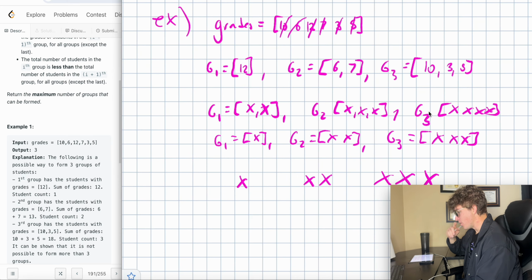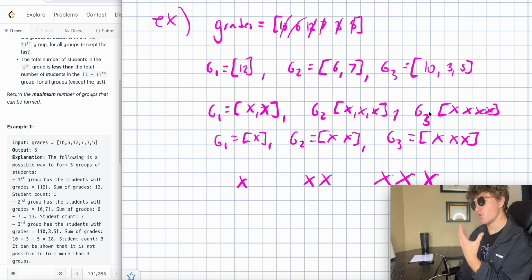Okay? But what you might be saying is, well, how do you know if you make a group size 1 that the next group, even though it might have 2 elements, that it's larger than that group?